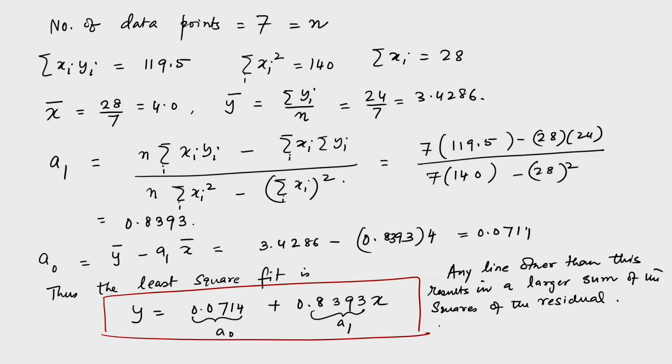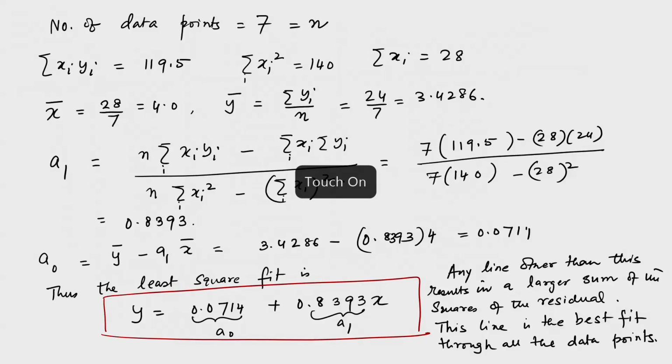So, the calculated line is the best fit through all the data points. So, this is the best fit line through all the data points. How do we say that? We will see it in a while, but let me make these comments a priori.